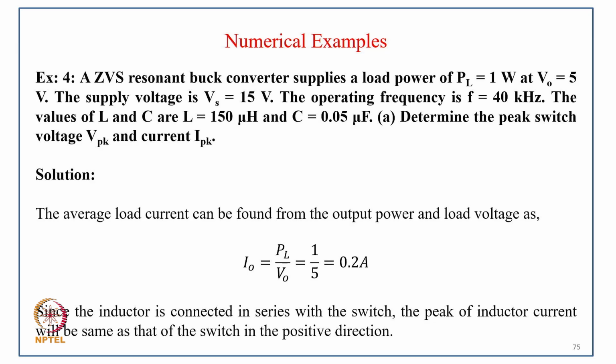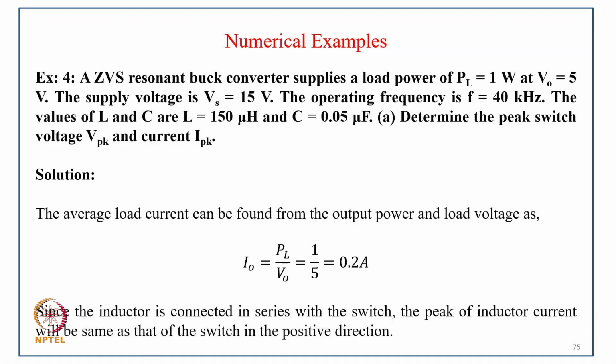Coming to example 4, a ZVS resonant buck converter supplies a load power of PL equal to 1 watt and VO equal to 5 volt. The supply voltage VS equal to 15 volt, operating frequency F equal to 40 kilohertz, and the values of L and C are L equal to 150 microhenry and C equal to 0.05 microfarad.